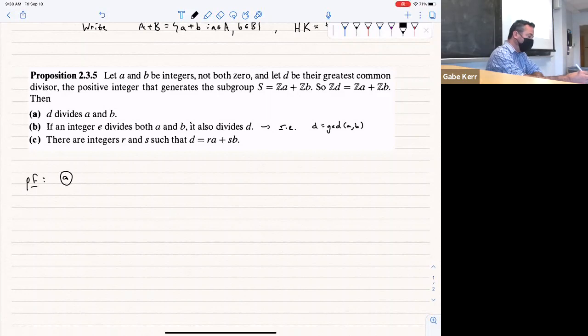Actually, before I prove this, let's just make an observation first. It's a notational observation. And maybe I want some silly letters. Let's say R and S. R is in ZS. What can you say about R?